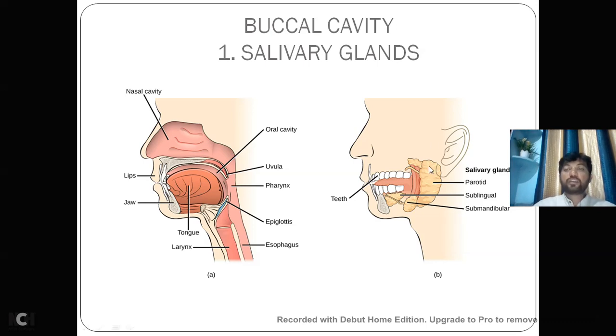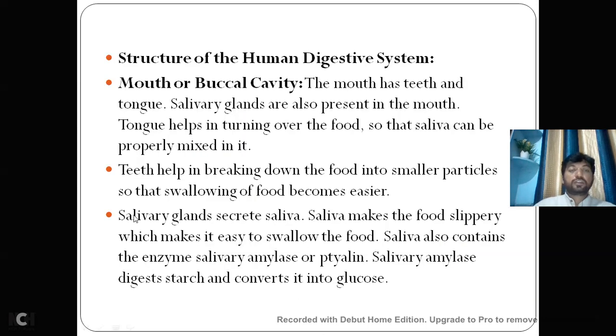The parotid salivary gland is present just below the ear, right? Both sides. It will become 2 parotid glands. The next is submandibular. It is present just near the lower jaw, right? Submandibular, 2, left and right. Then sublingual, that salivary gland is present below the tongue, right? Then the salivary glands will secrete saliva.